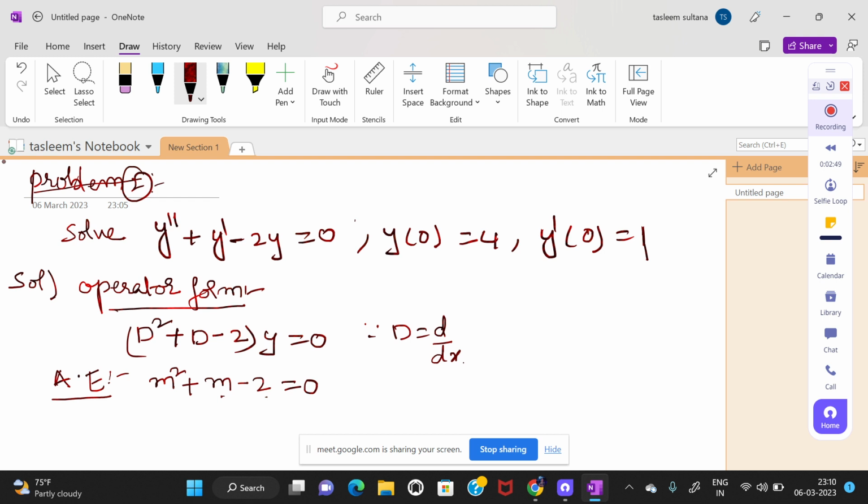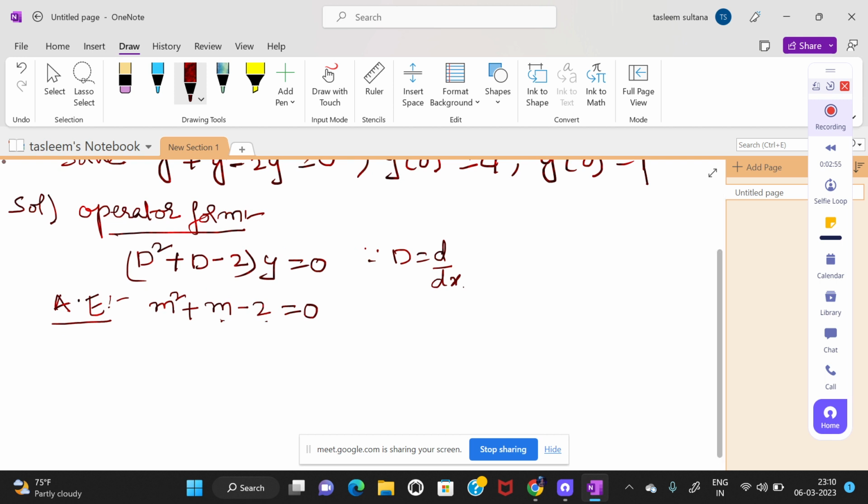Yes, Aditya, how can you represent this m in the common factors? Here we can solve by using the common factors. 2m minus m, yes, 2m minus m we can write. Good. M square plus 2m minus m minus 2 is equals to 0.